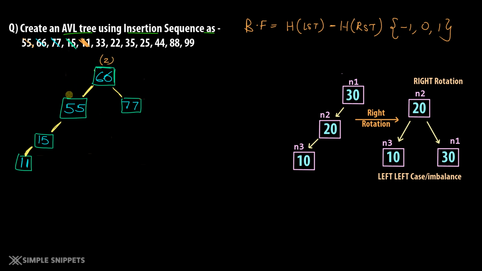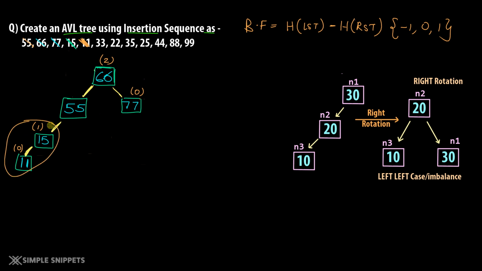Let's calculate the balance factor for other nodes also. So this node the balance factor is 0. For this leaf node the balance factor is 0. For this node 15 the left subtree is 0 minus the right subtree is minus 1 for 15. So minus 1 is gonna be 1. So this is 1.